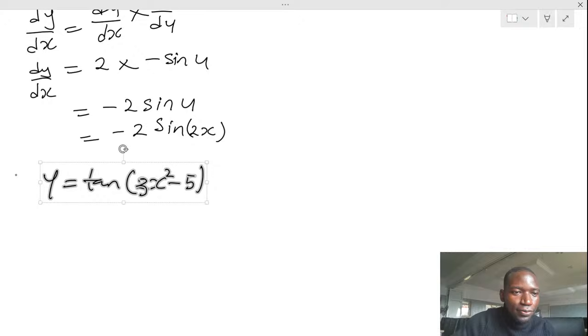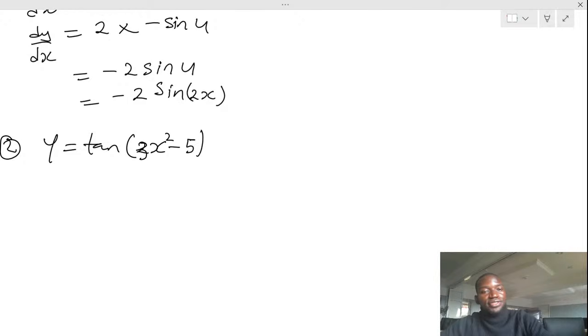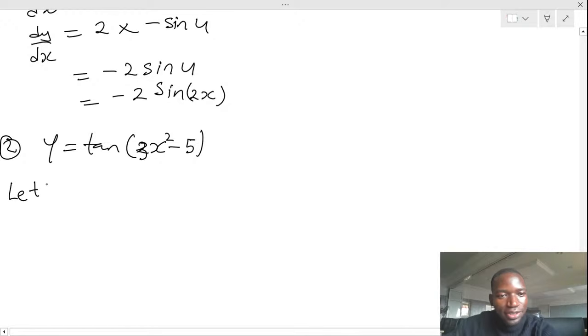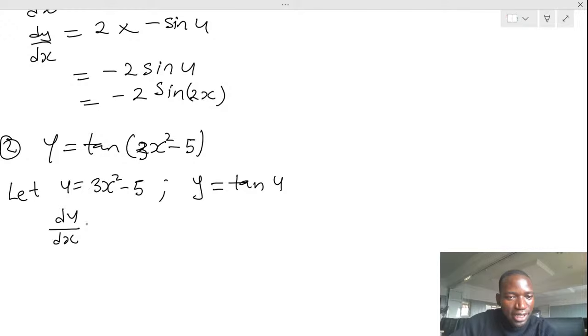Okay, so we're told to differentiate y with respect to x, and this is a trigonometric differentiation. Like I said, what we have enclosed in the bracket, use an alphabet to replace it. So let u be equal to 3x squared minus 5. Rewrite your question: y equals tan u. Then the next thing is to differentiate u with respect to x. Find du/dx, which will give you 6x. Then minus 5 is gone.